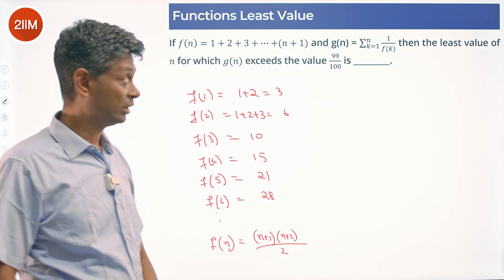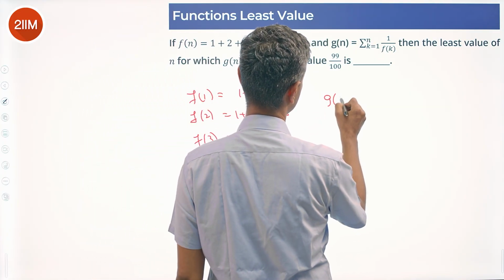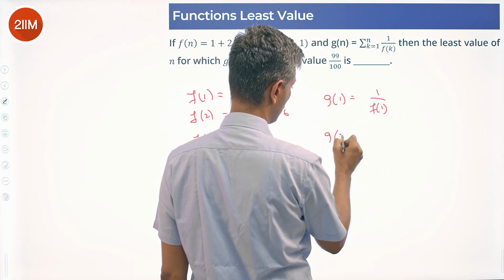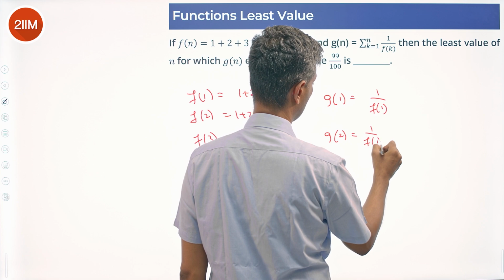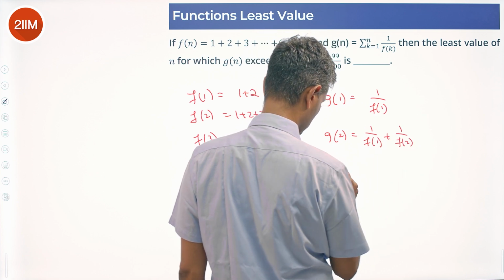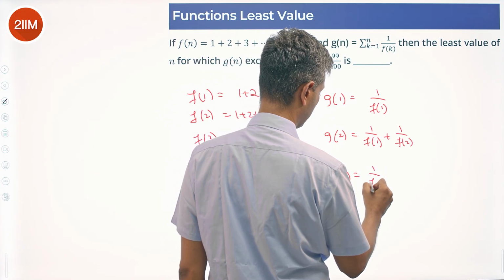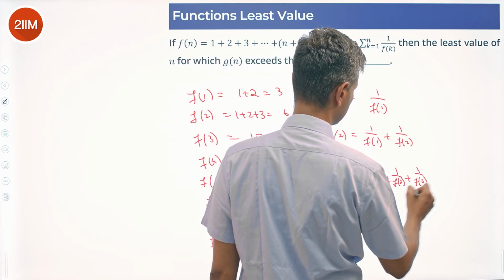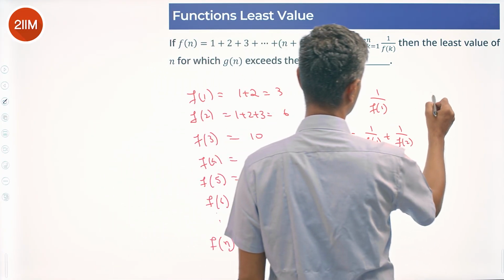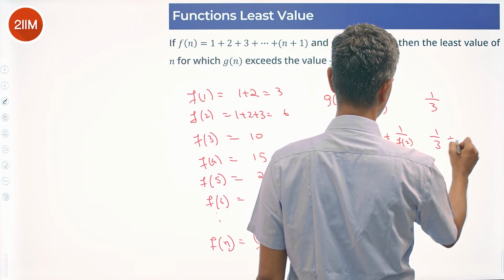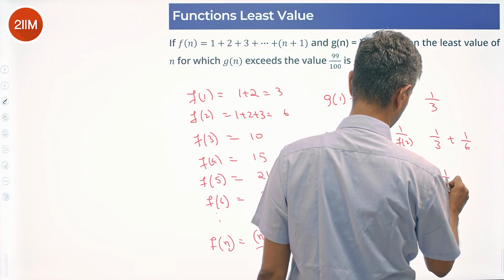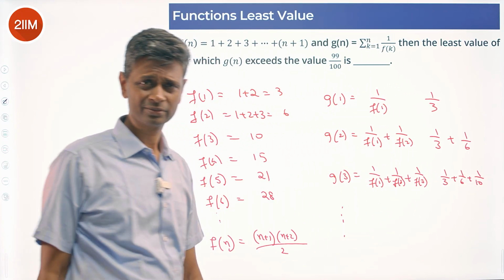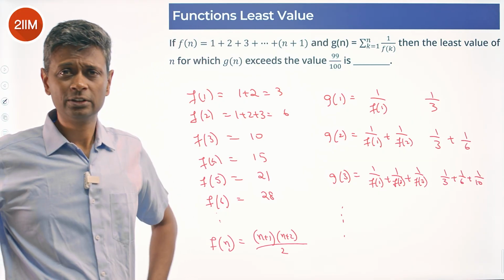Now what is g of 1? G of 1 is 1 by f of 1. What is g of 2? 1 by f of 1 plus 1 by f of 2. G of 3 is 1 by f of 1 plus 1 by f of 2 plus 1 by f of 3. So this is 1 by 3, this is 1 by 3 plus 1 by 6, 1 by 3 plus 1 by 6 plus 1 by 10, and so on. Nice. Brilliant. So now we are on to something.